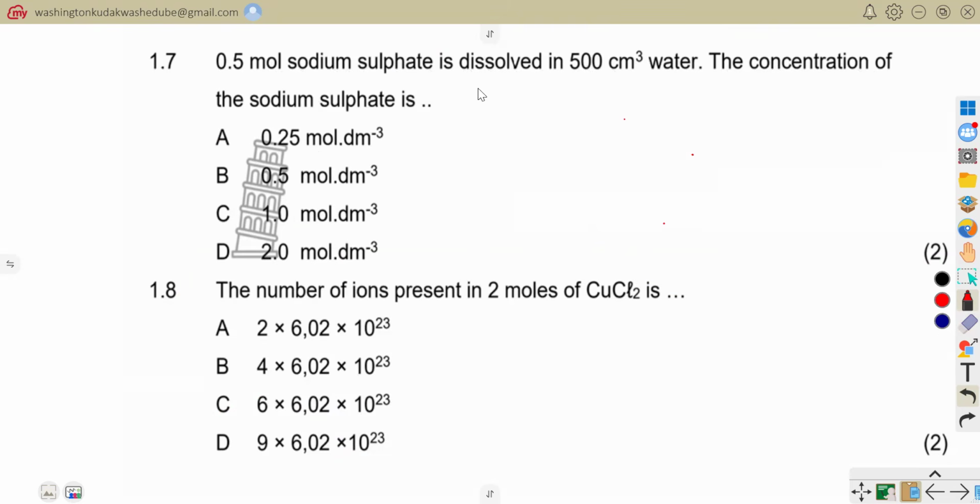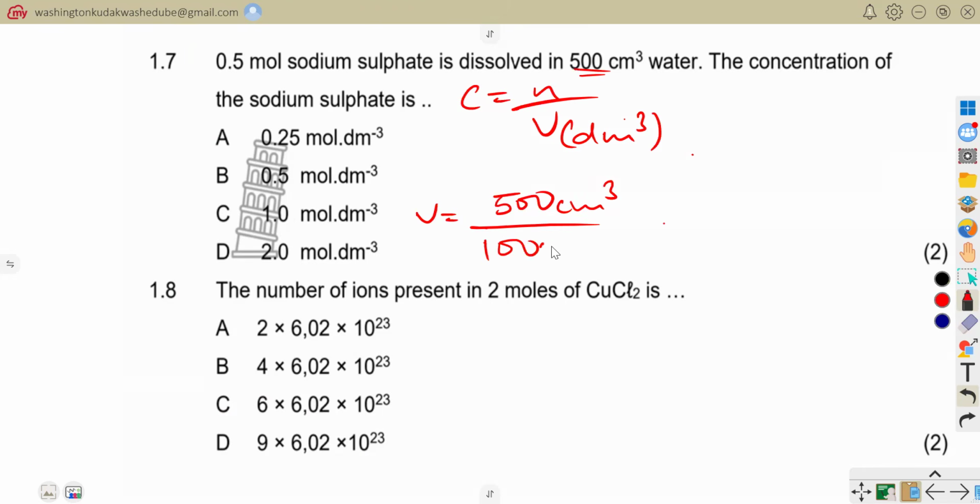How do we find concentration? We say concentration is equal to number of moles divided by the volume. And this volume has to be in decimeter cubed. You can see that your volume here was given in cubic centimeters, so you need to divide that volume by 1000, because 1 decimeter cubed is 1000 cubic centimeters. By dividing, you are going to find your volume as 0.5 decimeter cubed.